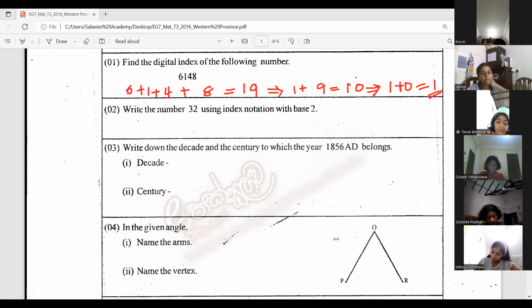Right? It is the digital root. It is the answer to the first one. The digital root and the digital index are the same. Yes, digital root and digital index both have the same meaning. Right. Then I am going to the next question, number 2.